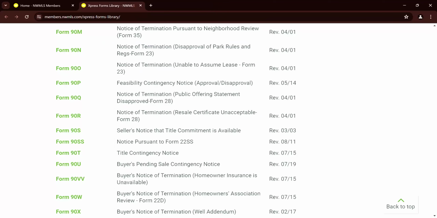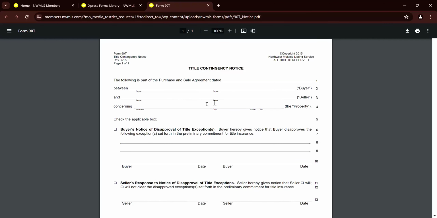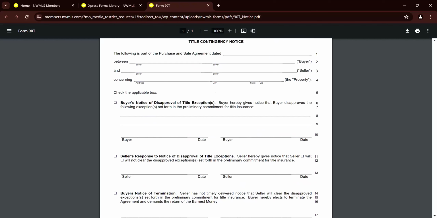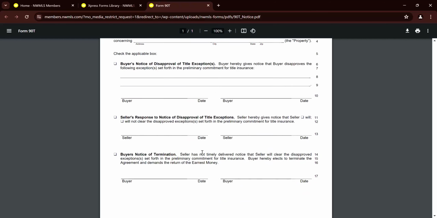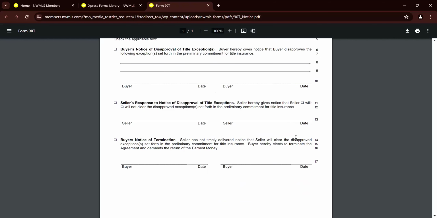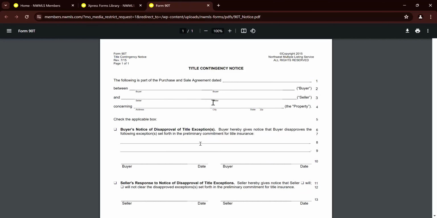90T is the title contingency notice. This is buyer's notice of disapproval of the title exceptions. Buyer gives the notice that they disapprove of the exceptions. Here's the seller's response, and then the buyer's notice of termination if the seller never clears the exceptions. So this goes along with the title contingency also.